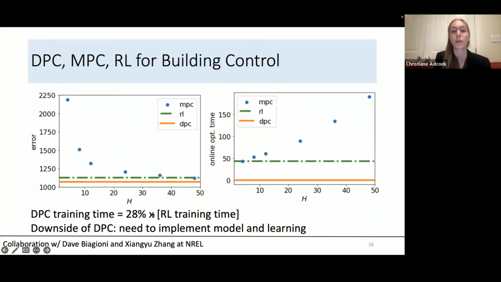This shows for a dynamic test case how DPC can hit that sweet spot where it has similar or better error to a model-based method, but a much lower online optimization time, and then similar accuracy or even better accuracy than a learning-based method, but much lower offline training time. Again, the downside of DPC is you basically have to implement all the components of MPC and reinforcement learning.